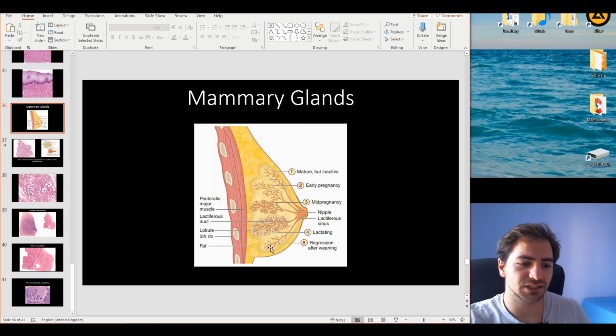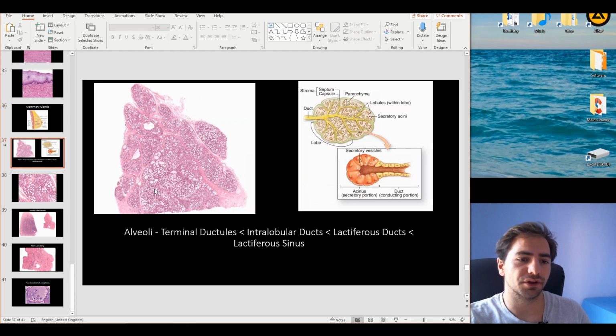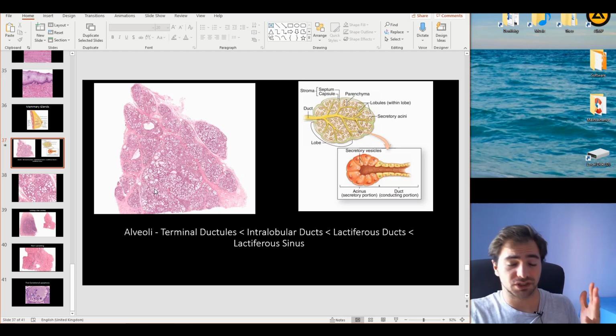Acini. And lastly, we're going to see the regression after weaning. We're going to see the apoptotic points, apoptotic signals and features, and the destruction and self-destruction of the glands. Now, the basic logic, of course, is simply as a gland.